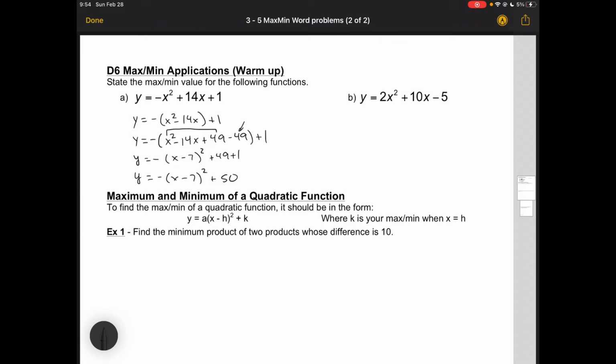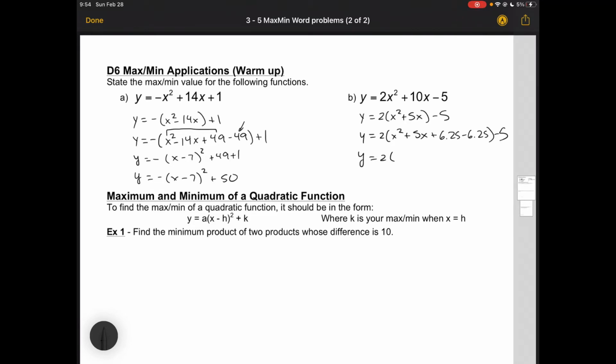Let's try again with example B. So first thing I'm going to do is factor out the number in front of the x squared. Then I'm going to take the middle number, divide it by 2, and square it. So 2.5 squared. Then I'm going to add and subtract that value.